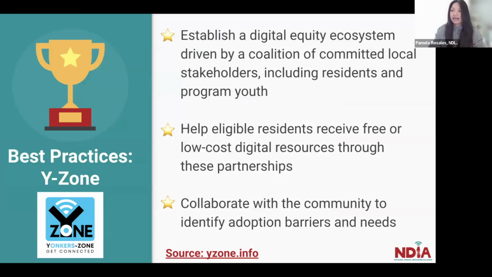And here is just a best practice. Y-Zone, a great program, a great coalition. The Westchester County Association partnered with the City of Yonkers, Yonkers Partners in Education, the STEM Alliance and their Digital Navigator program, and Fordham University. They helped eligible residents apply for the Affordable Connectivity Program.